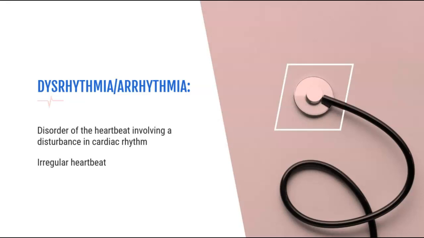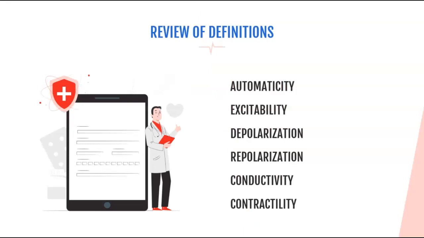Cardiac dysrhythmias are abnormal rhythms of the heart's electrical system that can affect its ability to effectively pump oxygenated blood throughout the body. Some dysrhythmias are life-threatening, whereas some are not. When talking about cardiac dysrhythmias, there are certain definitions that we need to know.